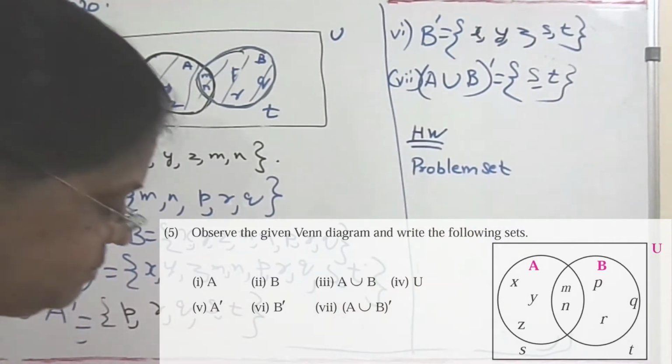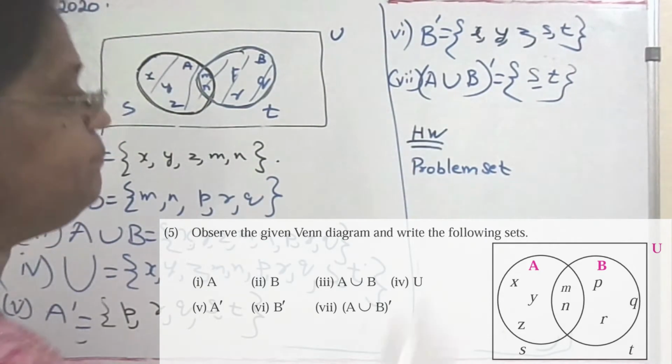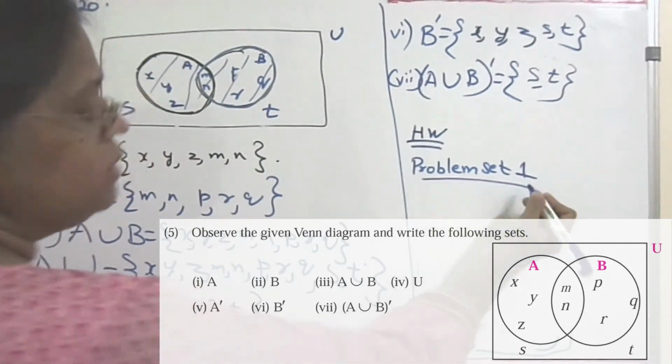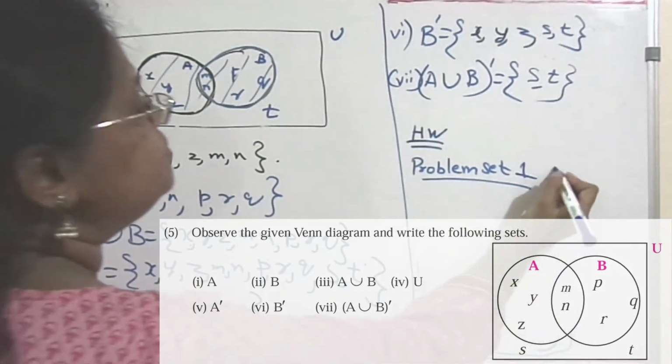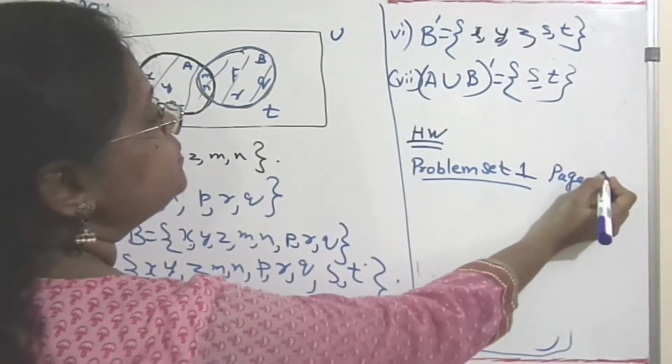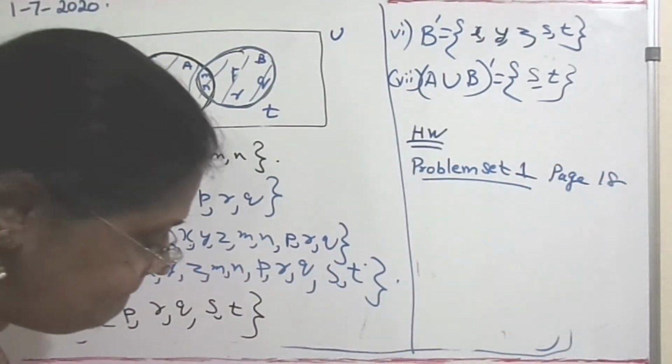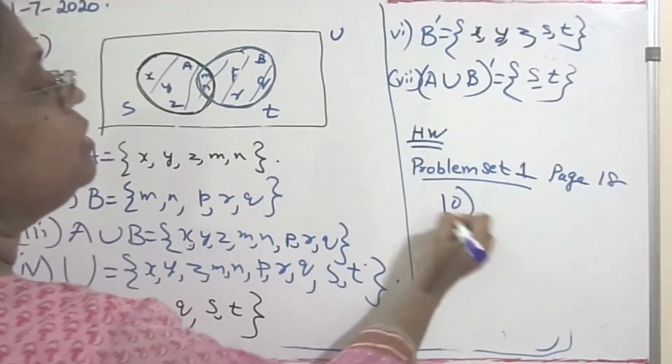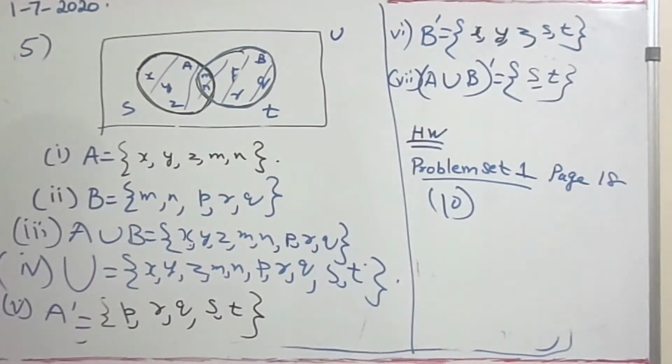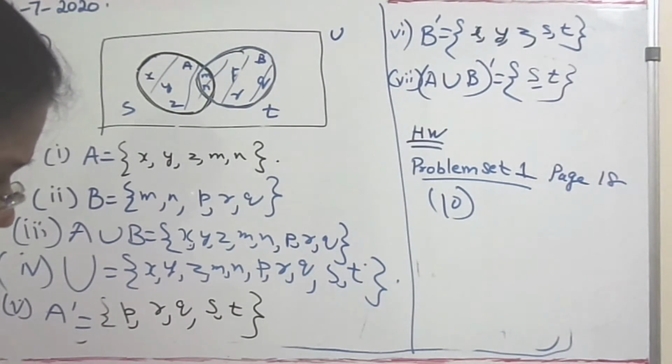Problem set 1, page 18, sum number 10. This is for homework. Same type of sum. Reading the diagram, Venn diagram.